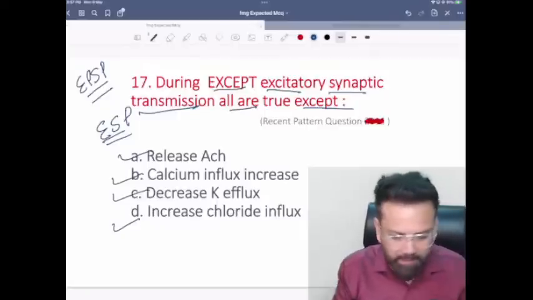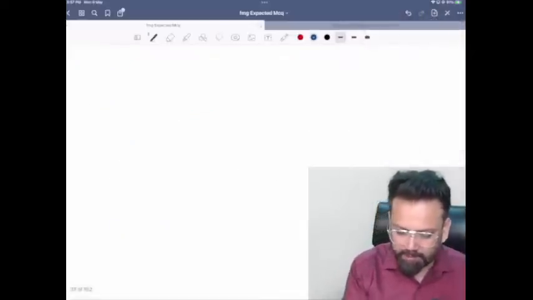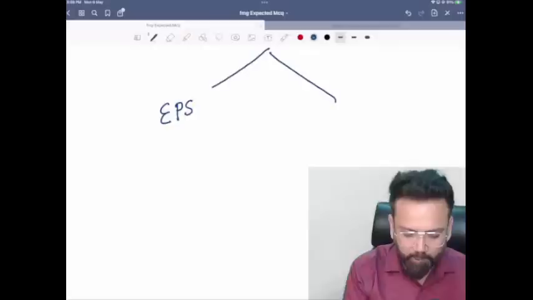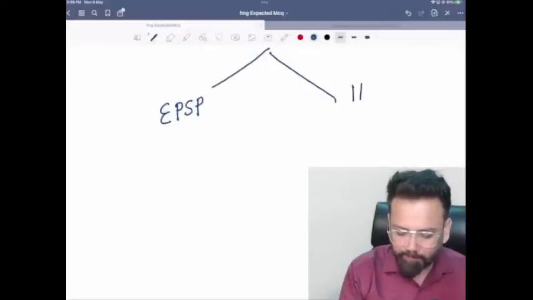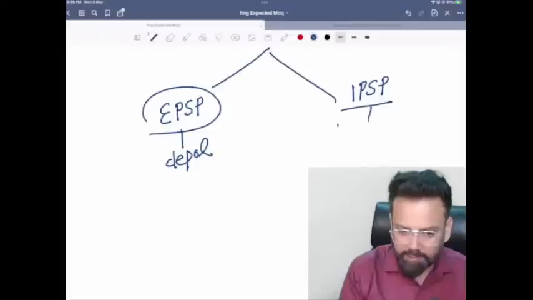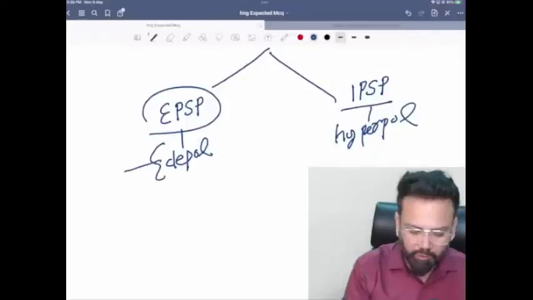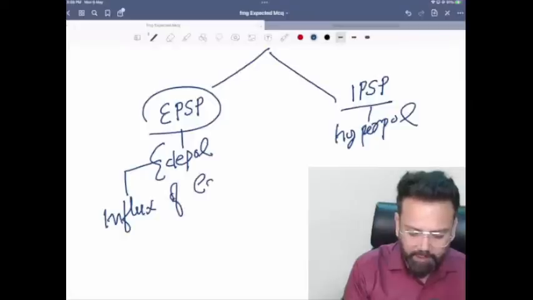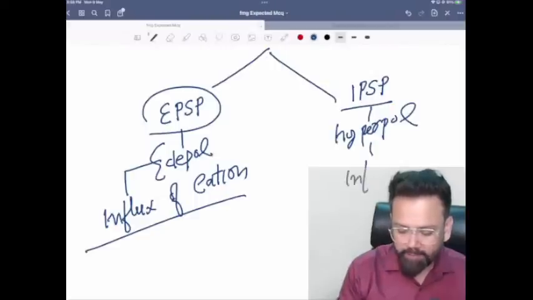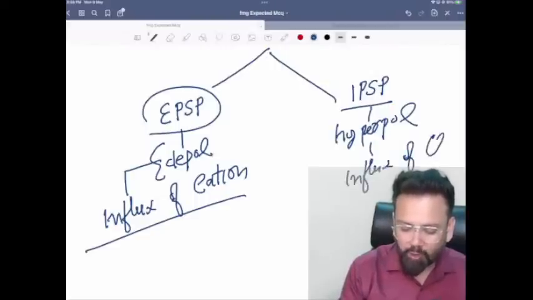Yes, very good, excellent. You are correct. See, there are two types of potential. One is excitatory post-synaptic potential. Other is inhibitory post-synaptic potential. This causes depolarization. This causes hyperpolarization. This is due to influx of cation, and this is due to influx of anion, mainly chloride.